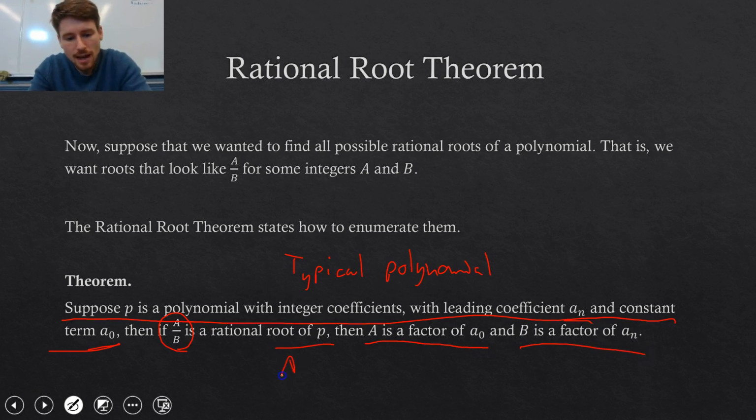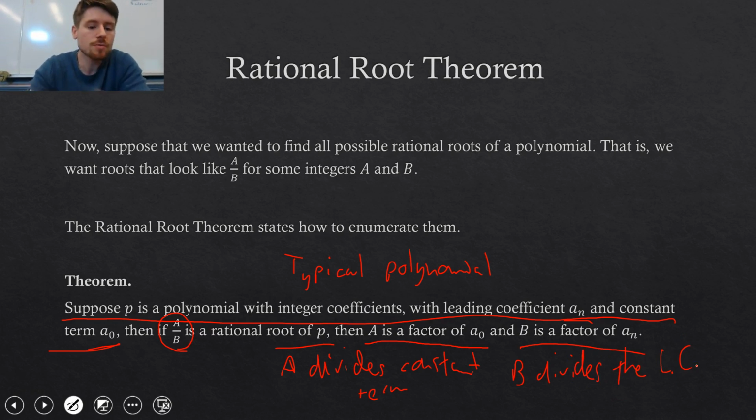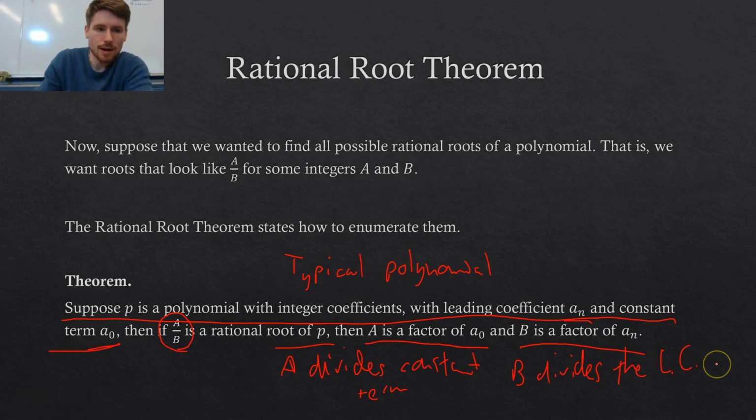So this means that a divides the constant, and b divides the leading coefficient. Okay? So all the possible rational roots will be factors of the constant term divided by factors of the leading coefficient. So we'll enumerate those in the example at the end. Okay? So this is the rational root theorem. It gives us a list of all the rational roots that a polynomial with integer coefficients can have. Okay? All right. So why?